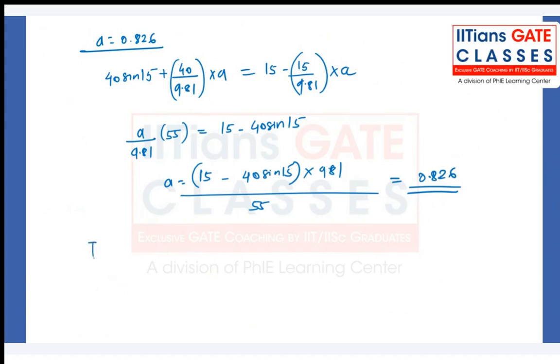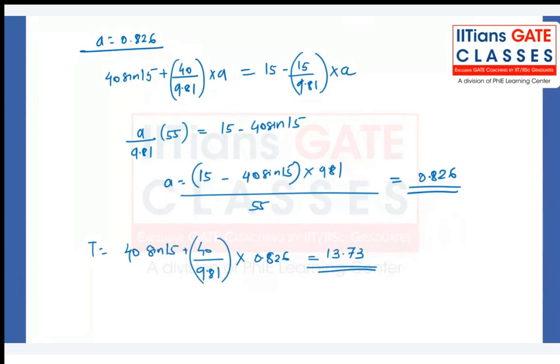And if you put it into either of these equations, you will get the tension. 40 sine of 15 plus 40 divided by 9.81 into the acceleration, 0.826. You should get 13.73. Let me just calculate the exact value. The acceleration is 0.8289, multiplied by 40, divided by 9.81, plus 40 sine of 15. 13.73, yes, Newton. Okay, I hope this question is clear to you all.